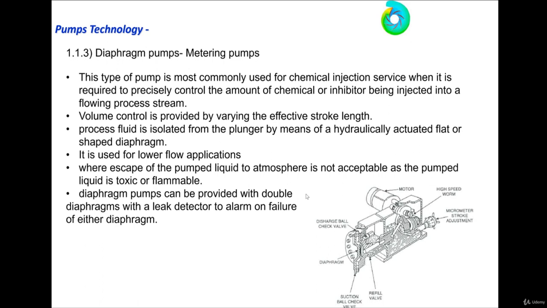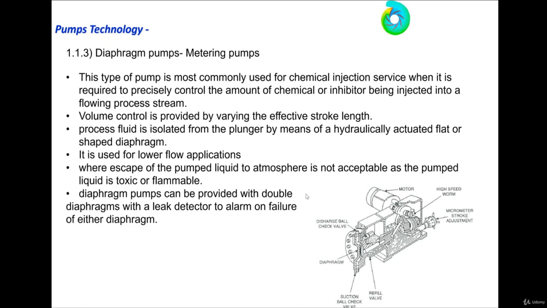And you can change the stroke length by different means, either manually, locally, or through an electric motor or pneumatic actuator, and this can be done, for sure, remotely from the DCS or from the control room.